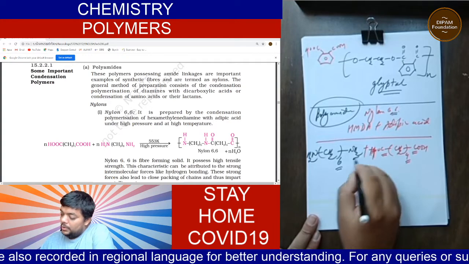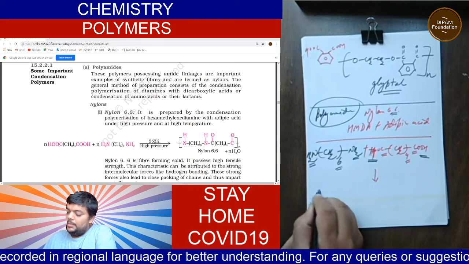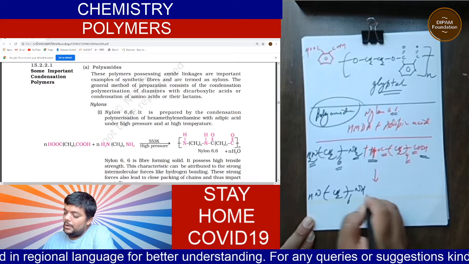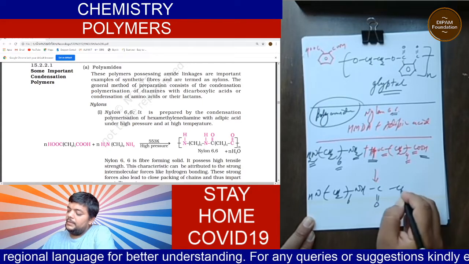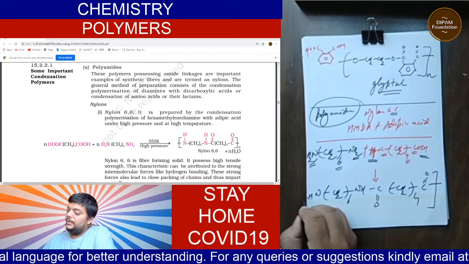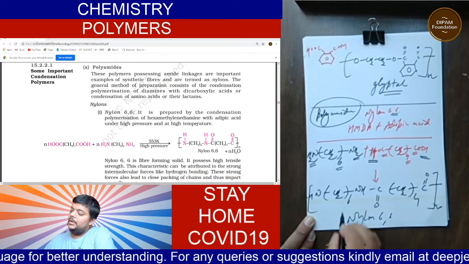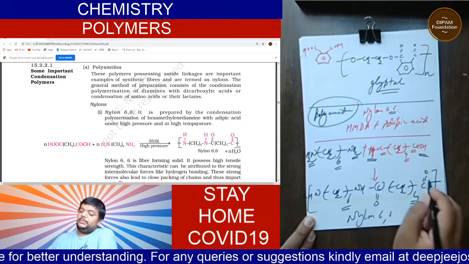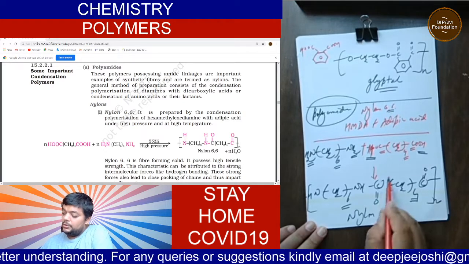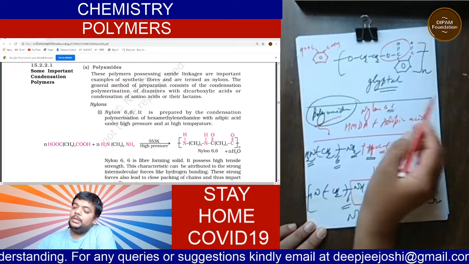H from here, OH from this side, H and OH consecutively will be removed. So you will end up writing something like this. So it is like this. So this is your nylon 66. Also over here it's a CONH group, so it's a polyamide. Here it was a COO group, so it was a polyester.